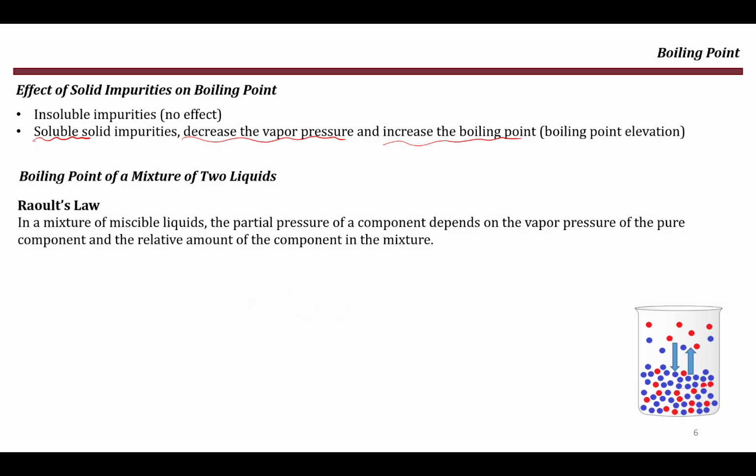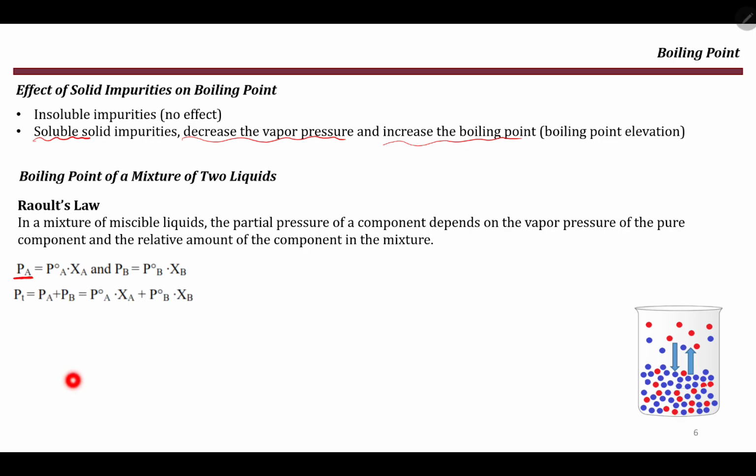What if we have a mixture of two liquids? If two liquids are completely miscible together, then the partial pressure of each component of these two liquids will depend on the vapor pressure of the component and the relative amount of the component in the mixture. This is basically summarized by something called Raoult's law.